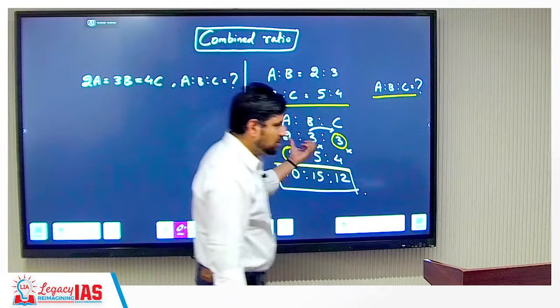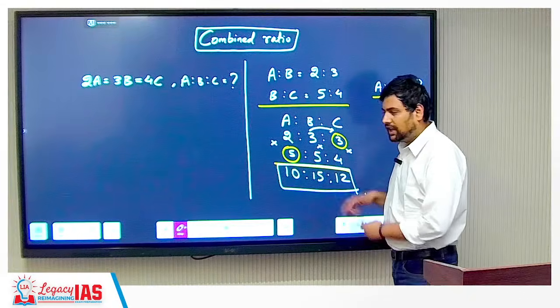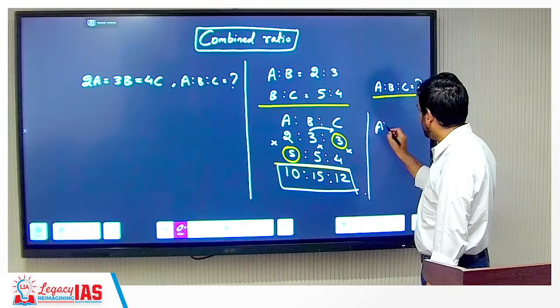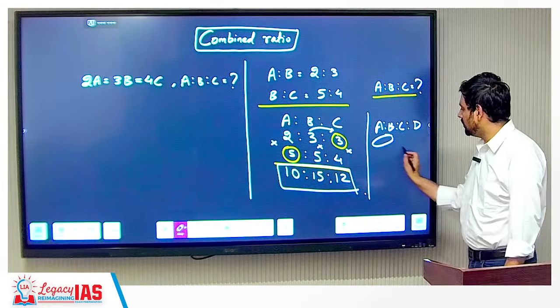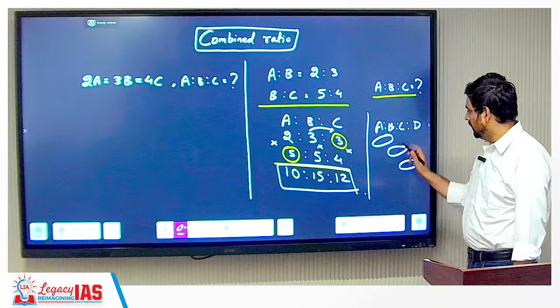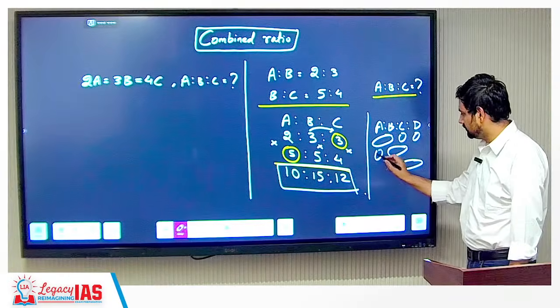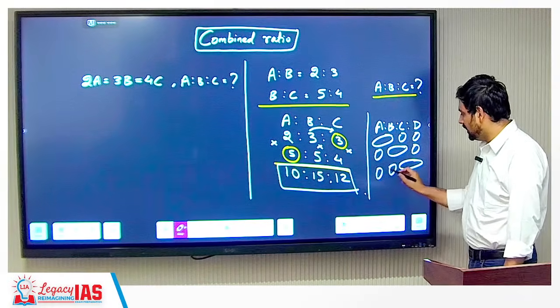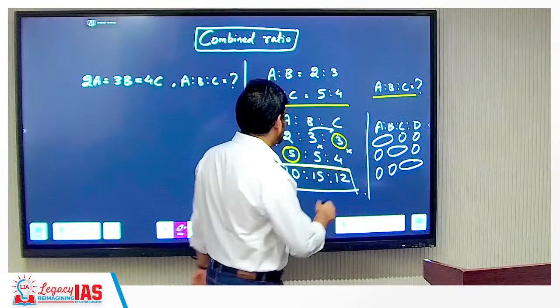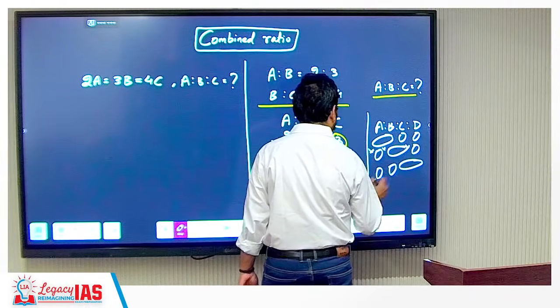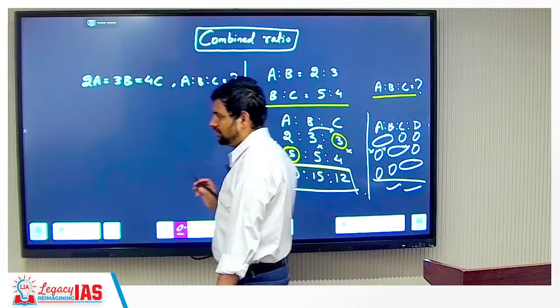What you have to do is write whatever is given. Let's say the question was of A, B, C, D, and then two ratios were given. Then you have to fill these two and these two using the neighbor concept, and then you can just multiply all of them to get the combined ratio.